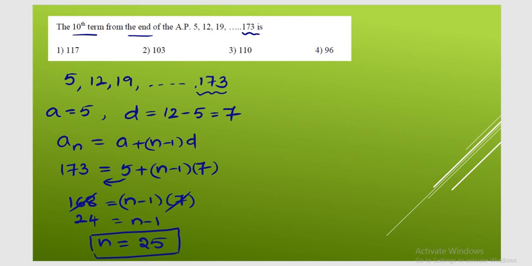So since we got the total number of terms, directly we can find out the 10th term from the end. To find the 10th term from the end, it is nothing but the n minus 10 plus 1th term from the beginning. So it is a n minus 10 plus 1, which is nothing but a 25 minus 10 plus 1. 25 minus 10 is 15, plus 1. So the 10th term from the end is nothing but the 16th term from the beginning.